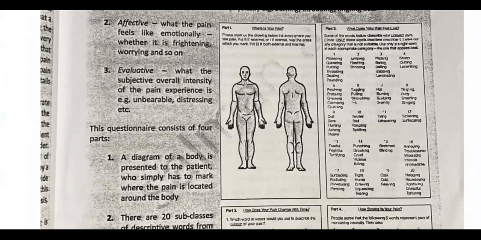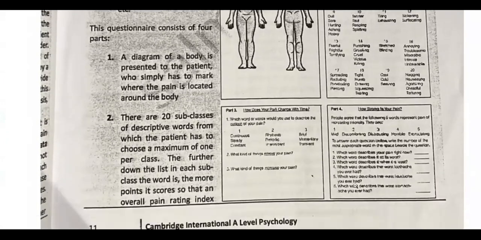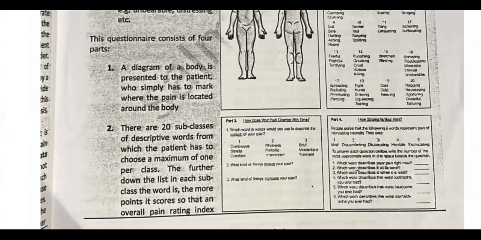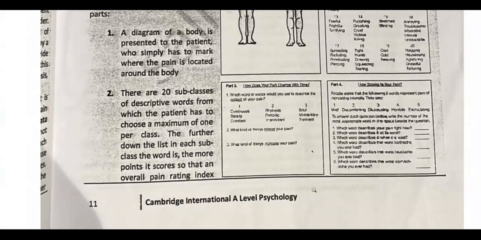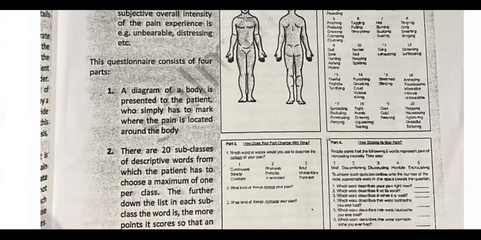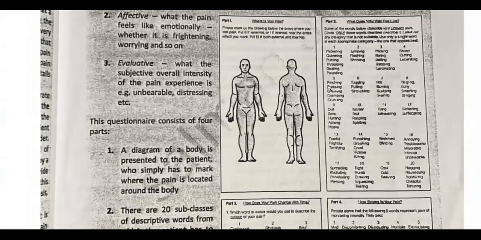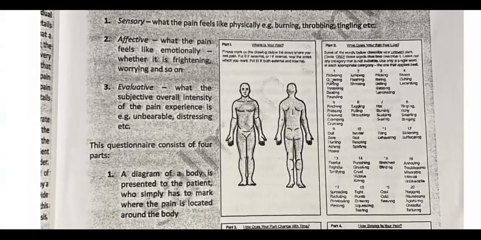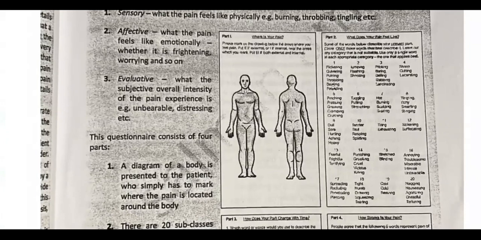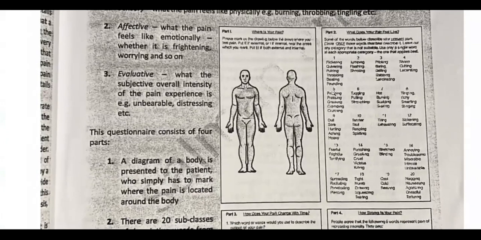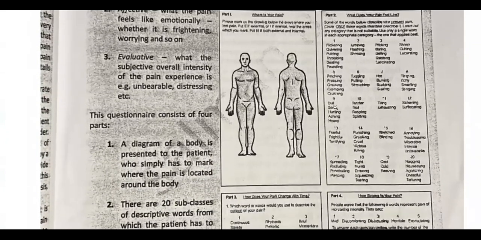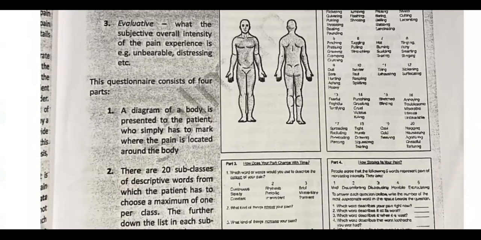They're also saying that the further down the list in each subclass the word is, the more points it scores. So if it is, let's say, throbbing, that means it's a lot. If it's the last one, if it's pounding, that means it's unimaginable. So the further down the word is on that list, the more it is basically hurting. Okay, moving ahead.